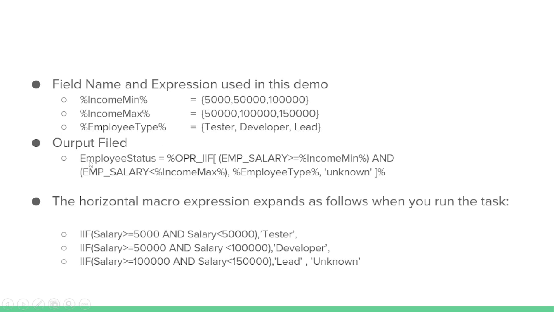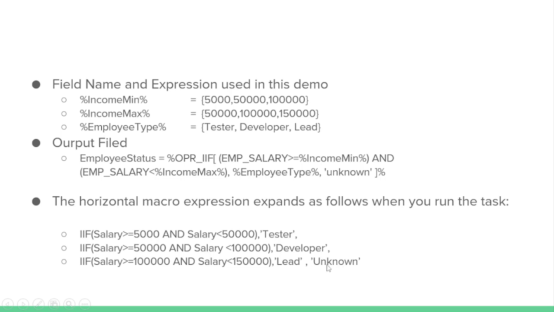I have created output field employee status. It is mapped with the horizontal macro expression. It is going to expand in this form when we run the task. If salary is greater than or equal to 5,000 and less than 50,000, he will be tester. If salary is greater than or equal to 50,000 and less than 1 lakh, he is the developer. If salary is greater than or equal to 1 lakh and less than 1,50,000, he will be lead. Other than these ranges, the employee status will be unknown.